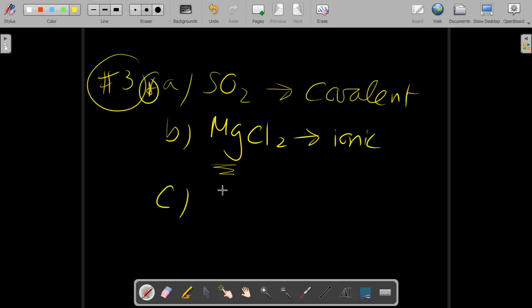What about C? Sodium and chlorine again. Sodium is in column 1A. That's green. That's a metal. That's directly ionic. You don't even have to look at the other one.